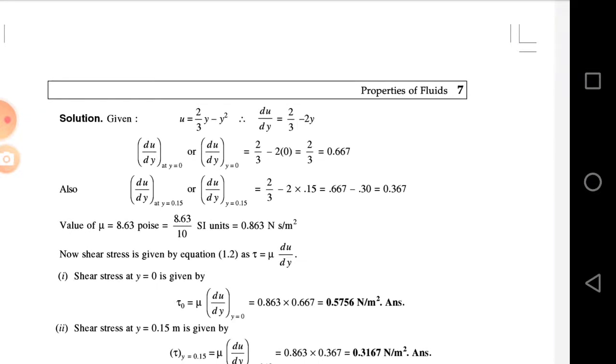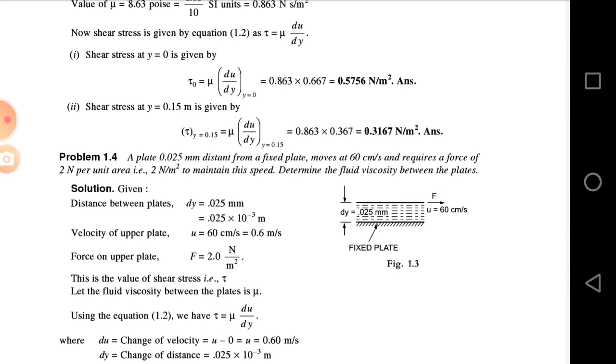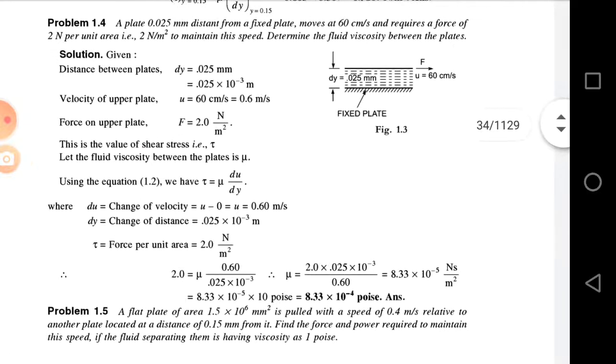So expression u is given. Determine du by dy. It is 2/3 minus 2y. Then find out this velocity gradient values at 0 meter, 0.15 meter. Now we can find out the shear stress at these points using the velocity gradient. Tau naught is equal to 0.5756 Newton per meter square, and at 0.15 meter it is 0.3167 Newton per meter square. We'll move to the next problem.